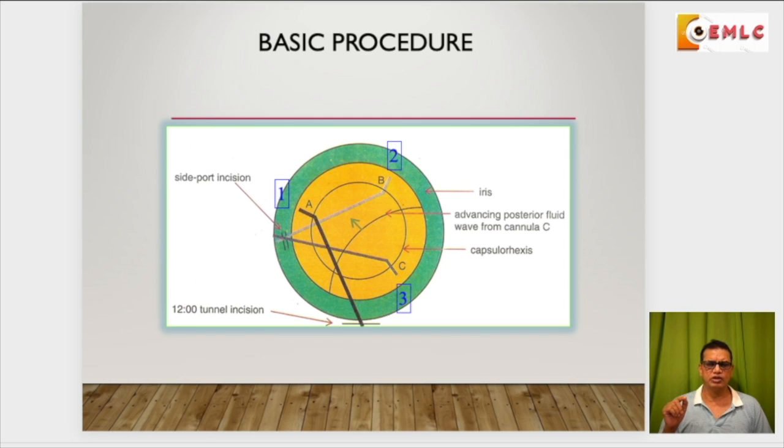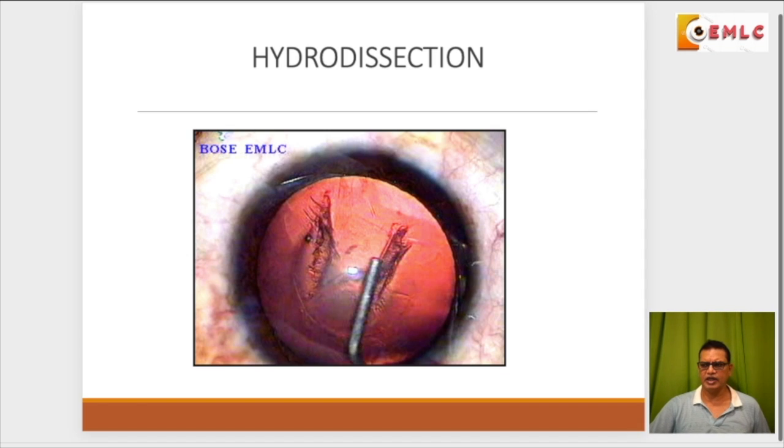Do not inject too much of fluid at a time. If you inject too much of fluid, the cortical matter will get disrupted. You will have difficulty in visualization of what you are doing for the next steps. So use very small amount of fluid, just make a small gap, then go to the side 2, inject further amount of fluid, and then from the side port you will go to the side 3. If you are comfortable from the main incision, that's again fine.